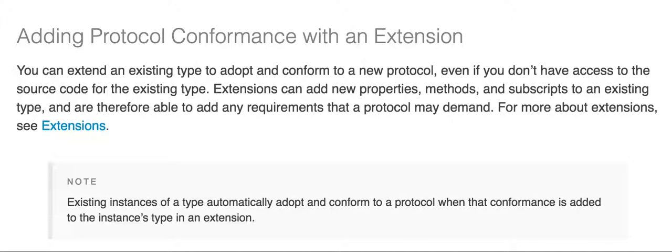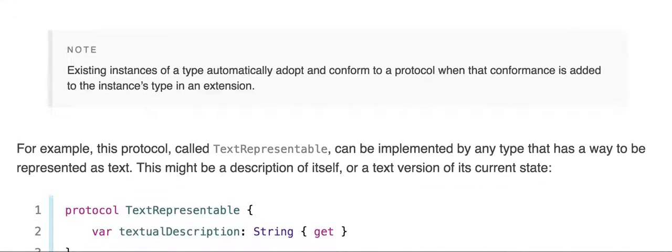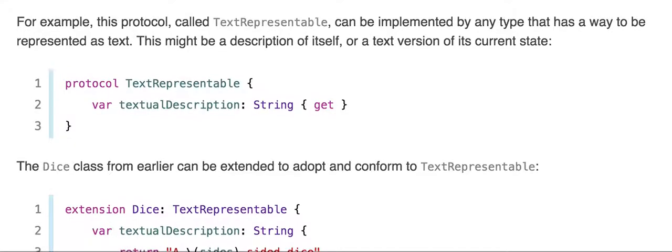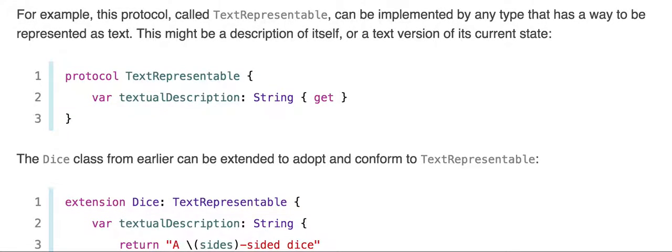Existing instances of a type automatically adopt and conform to a protocol when the conformance is added to the instance's type in an extension. For example, this protocol, called TextRepresentable, can be implemented by any type that has a way to be represented as text. This might be a description of itself or a text version of its current state. So we have protocol TextRepresentable with var textualDescription, which is a String which has to be gettable.